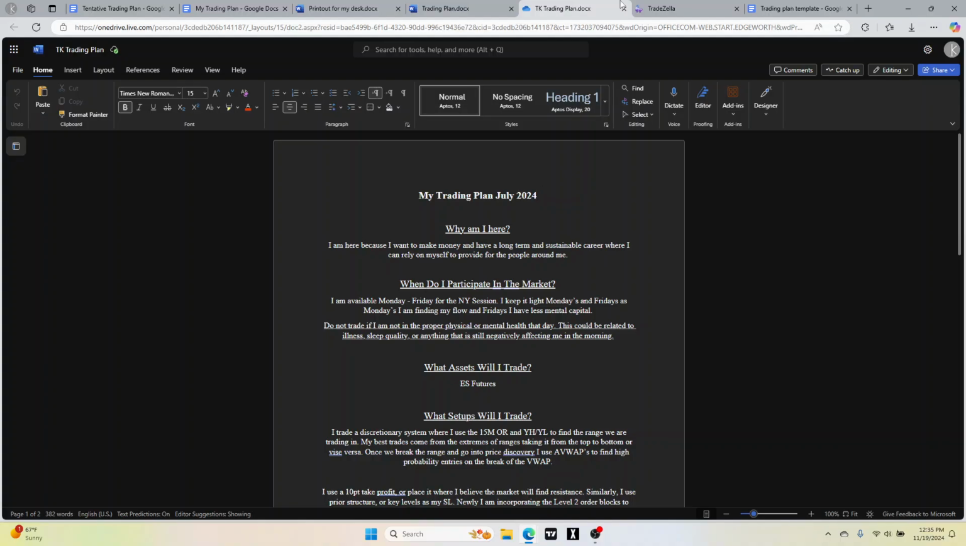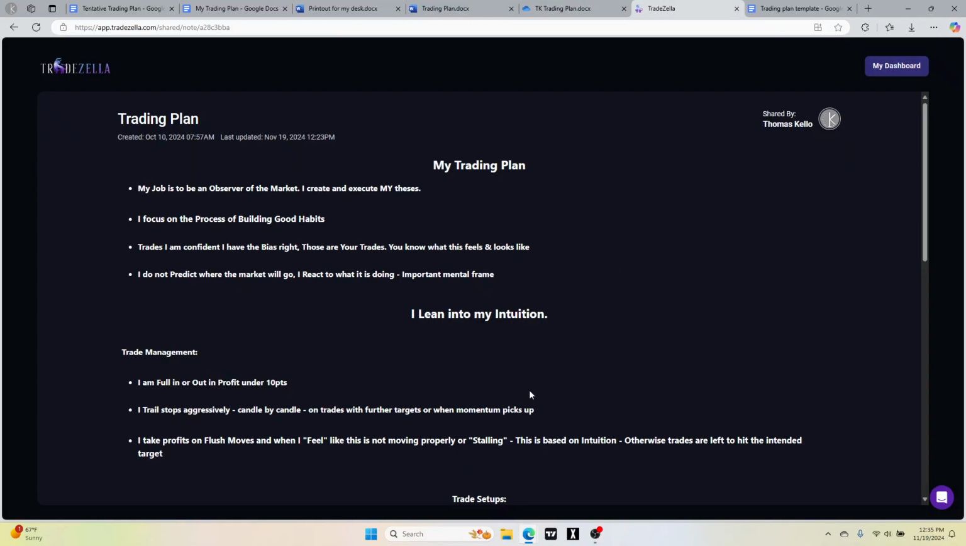I've been focusing on one asset, and now I'm at a whole new level in my trading. So now this is what my trading plan looks like. My job is to be an observer of the market. I create and execute my theses. That's so simple. I focus on the process of building good habits. Trades, I'm confident I have the right bias. Those are your trades. You know what this feels and looks like.